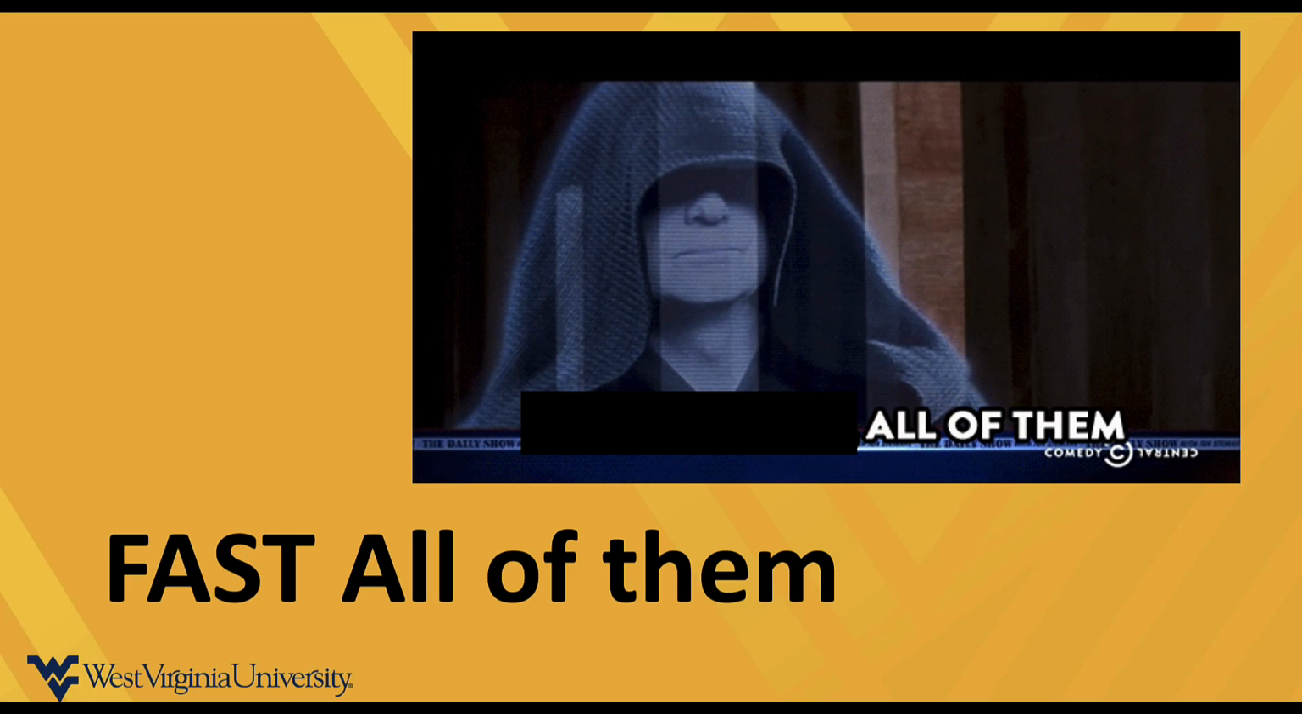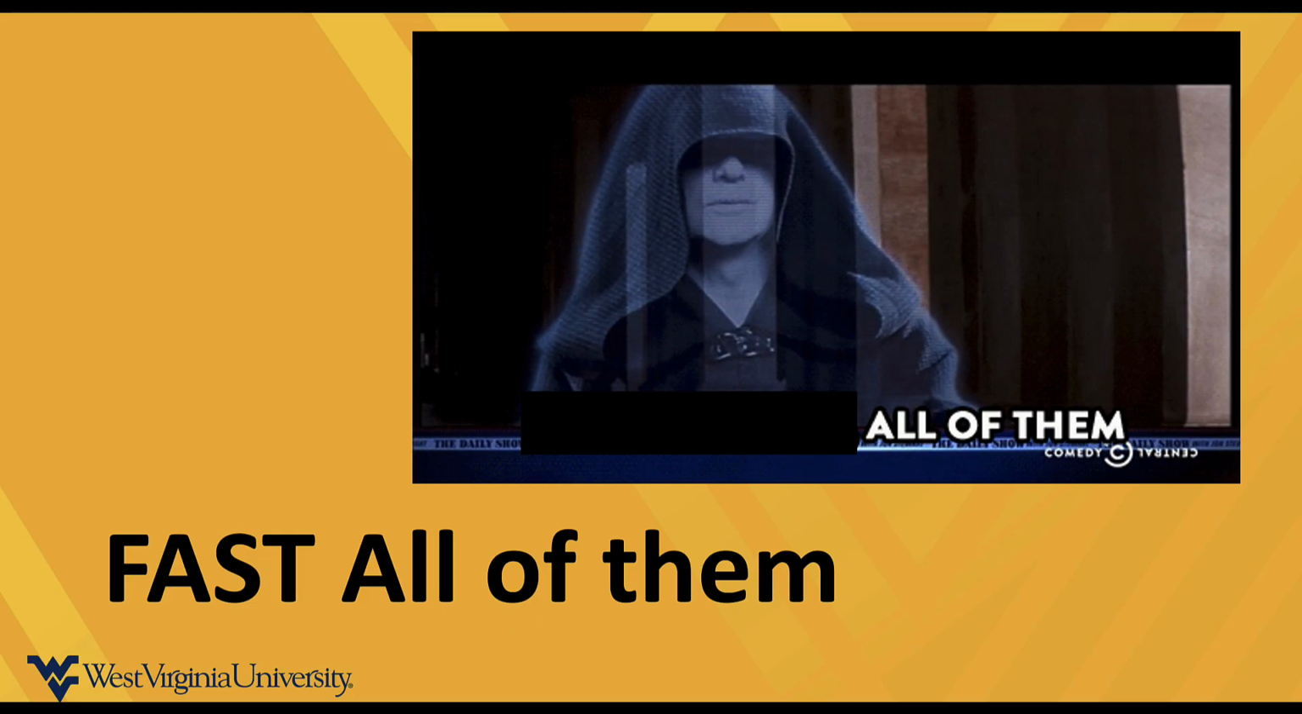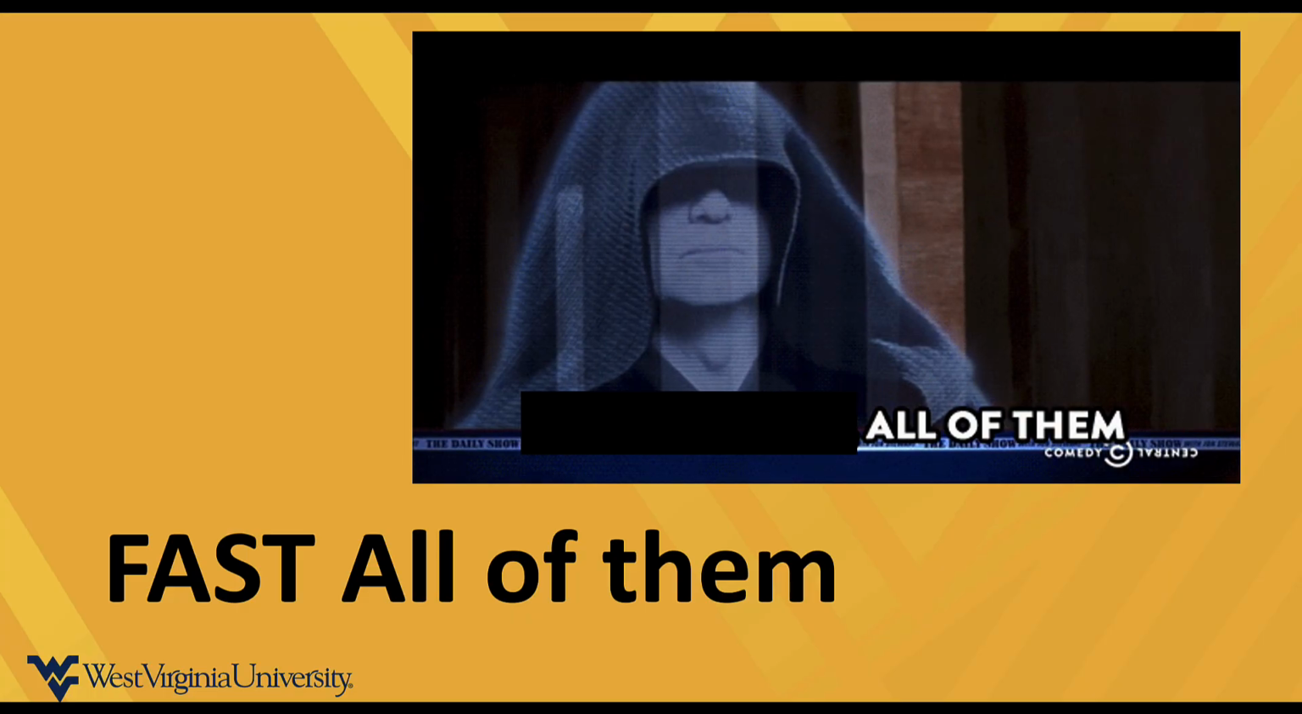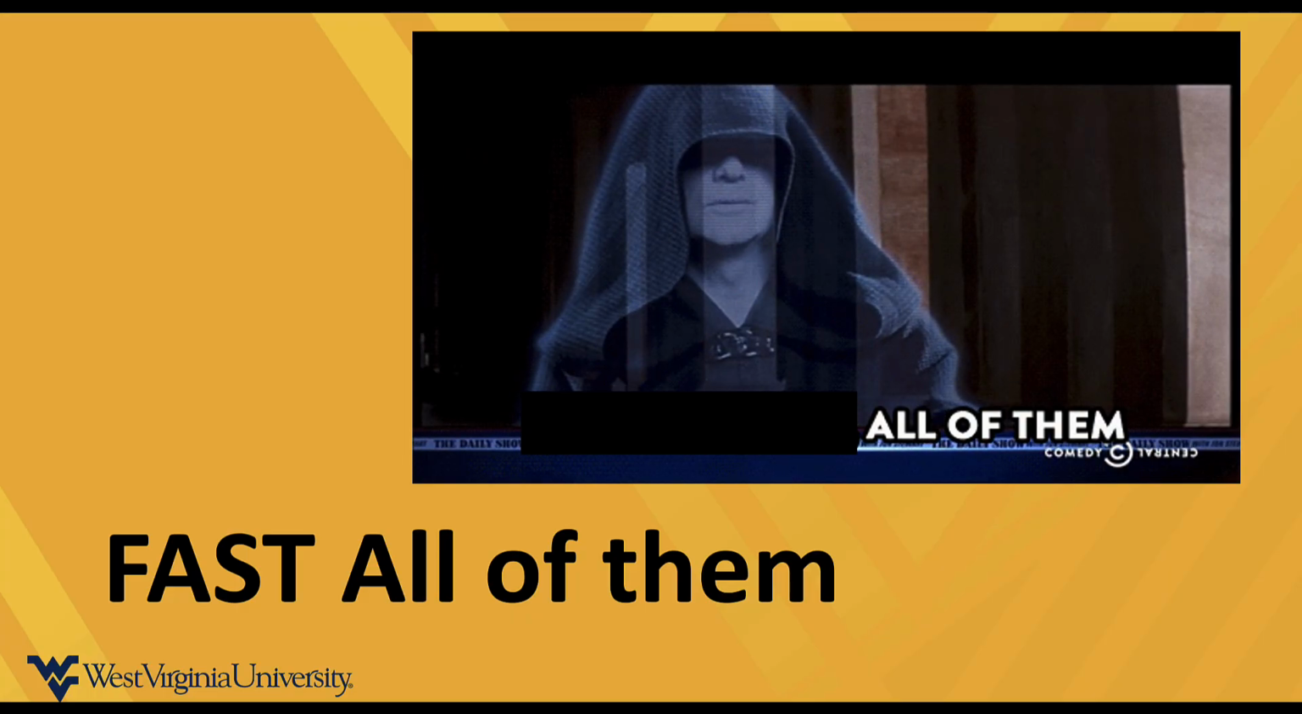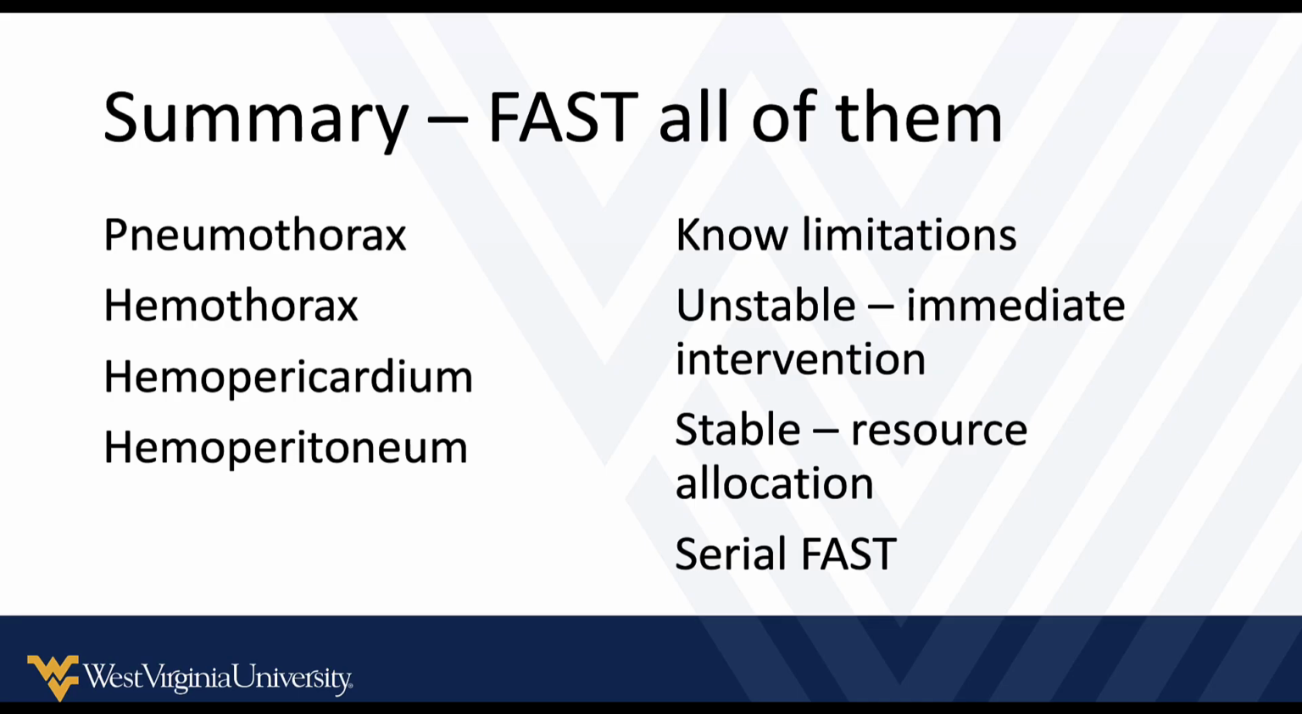So in summary, anybody with trauma to their trunk area, anywhere from their neck to their knees, probably deserves a FAST exam as an additional component on top of a well-done history and physical exam. Remember, it's only meant to make 4 diagnoses: pneumothorax, hemothorax, hemopericardium, or hemoperitoneum. Know the limitations, and remember, if the patient is unstable and you have findings on the FAST exam, that may lead you to an immediate life-saving intervention.